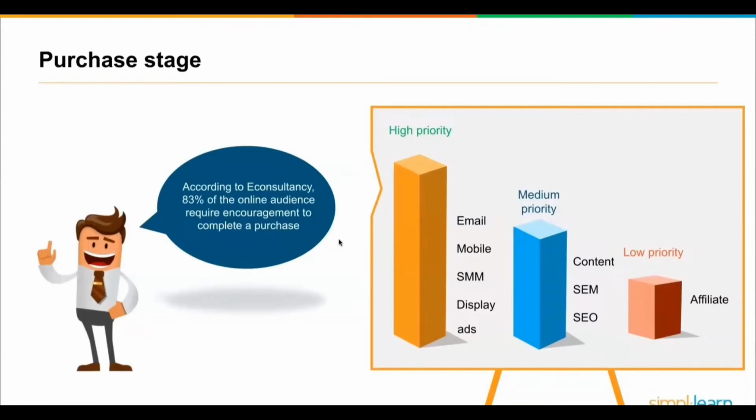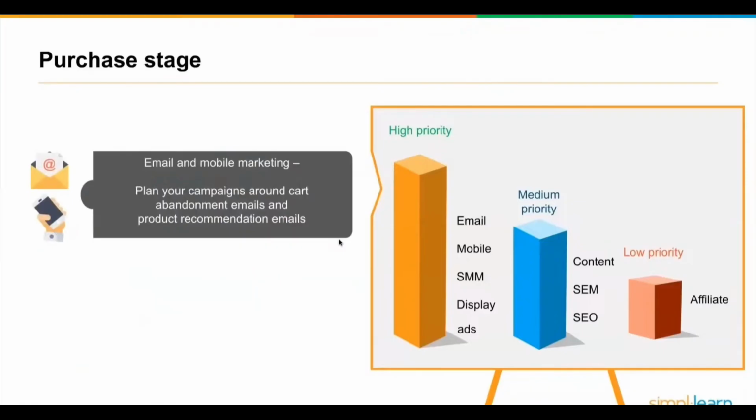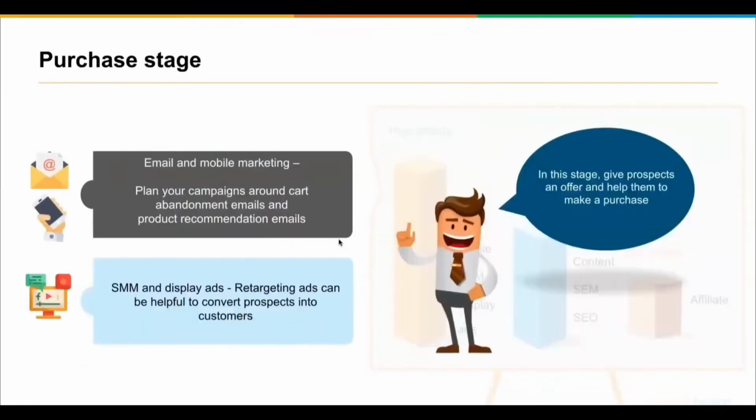Mobile can reach a lot of people through SMS. Okay, social media, reaching people instantaneously. And then, really with the purchase stage, it gives prospects an offer to help them make that purchase. So you have plenty of channels to choose from. In fact, most of these channels, the only one really that doesn't fit the instantaneous mode is SEO.